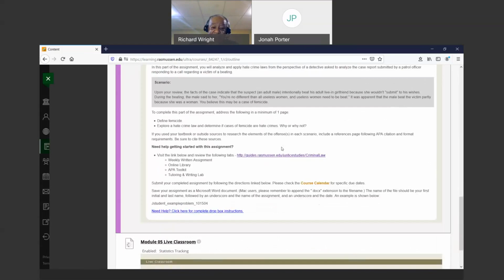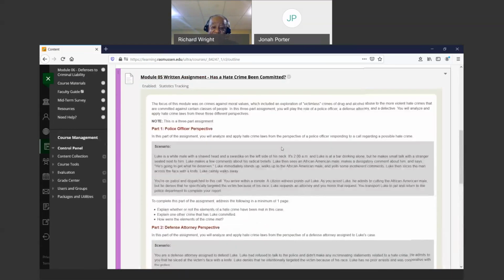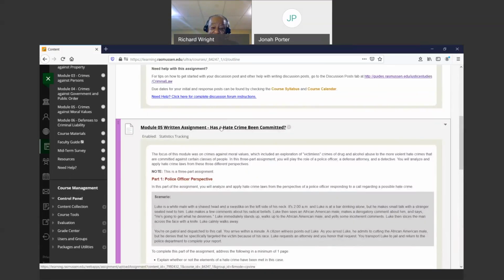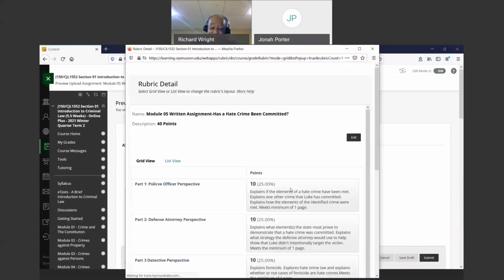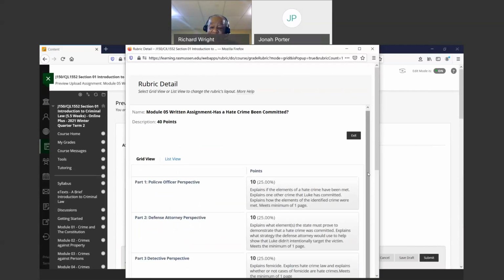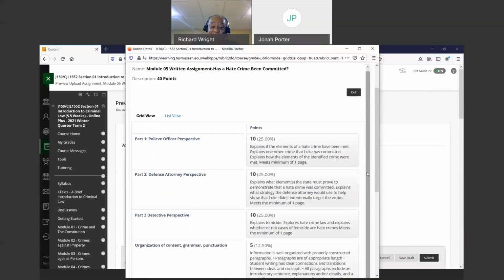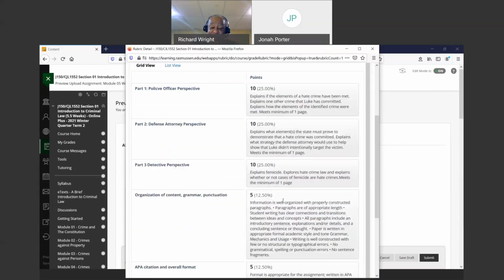Okay, now let's go and look at the rubric. For 40 points, notice what happens. 10 points for the police officer perspective done properly. 10 points for the defense attorney properly. Notice how many pages it says. And then the detective perspective.